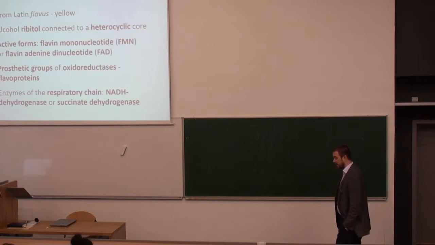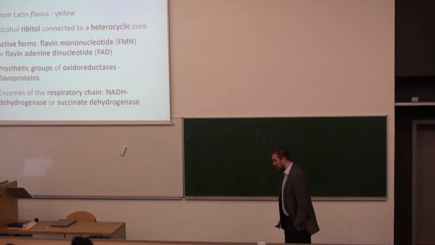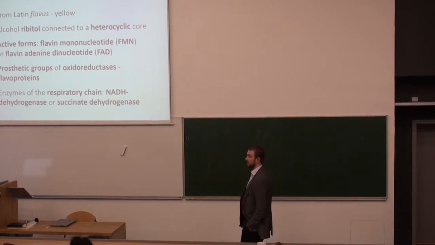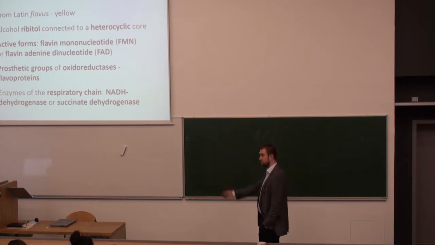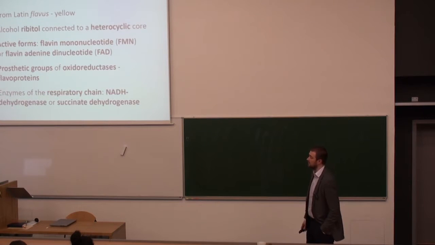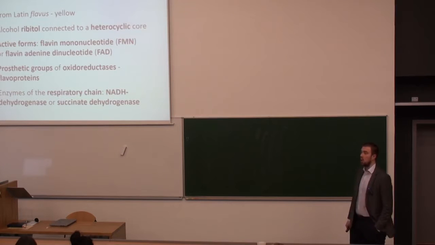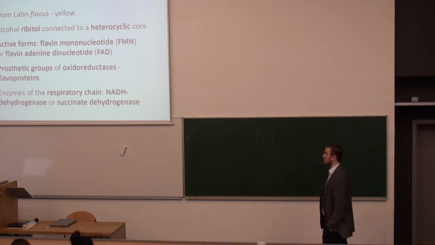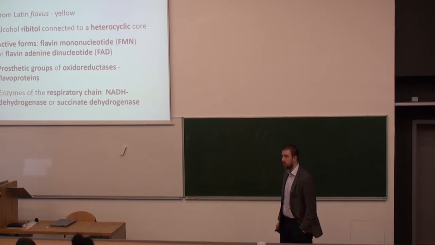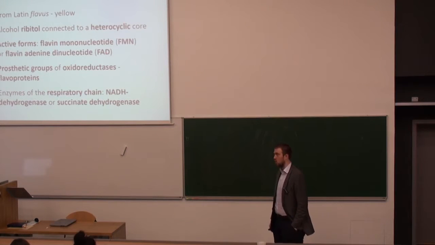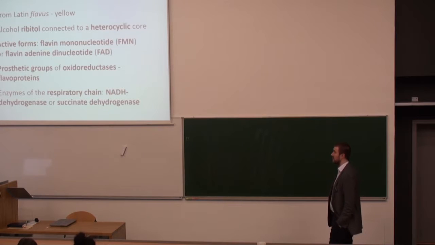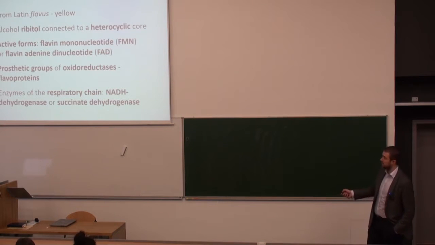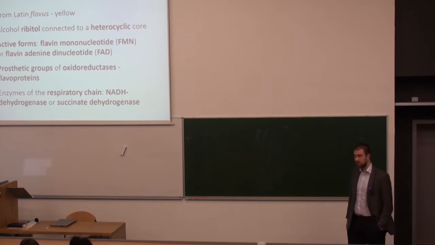Where we can find FAD and FMN: typically as cofactors of oxidoreductases. It will be similar with NAD, which we will be speaking about in a few minutes. Only, as you know, we have different oxidoreductases working with different cofactors. An example of FAD is, for example, the succinate dehydrogenase.